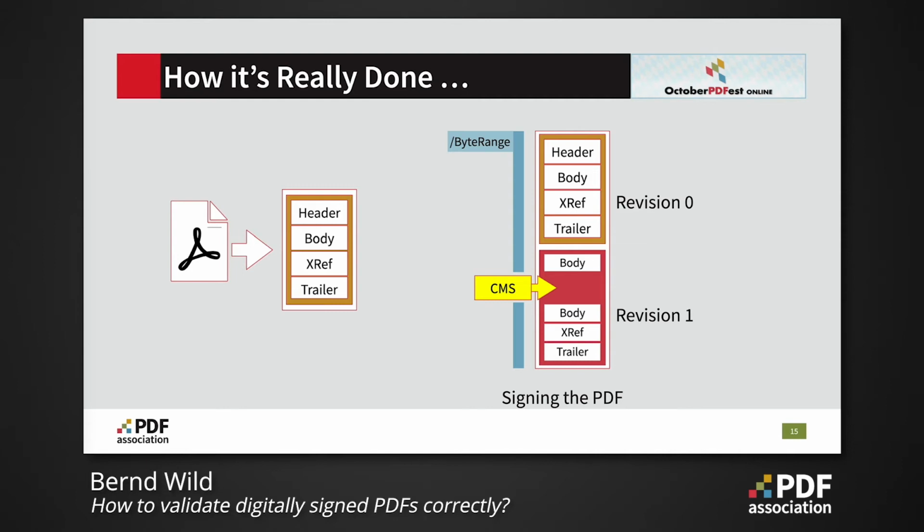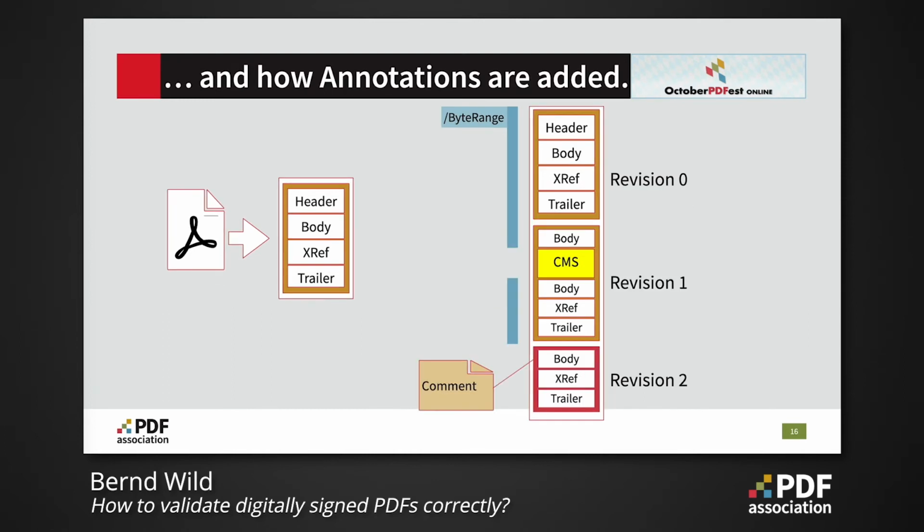That means you can take a look, for example, at our application SignLive CC, and then you will notice that if a single signature is applied without any further changes, only one additional revision is added to the PDF. In this picture, this would be revision 1.